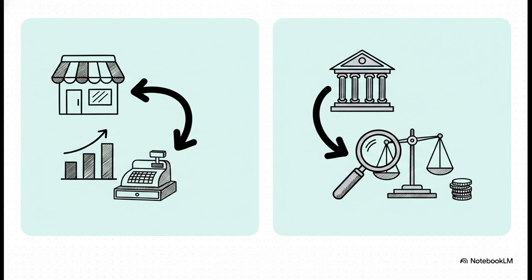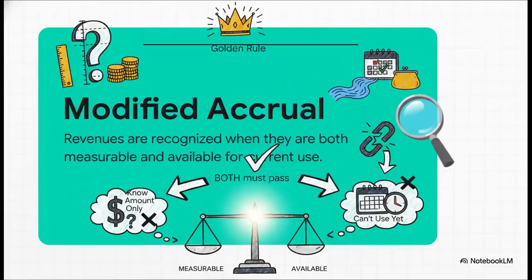But governmental fund logic, it's a whole different ballgame. Government revenues often don't come from a direct exchange. Think about it. Taxpayers pay in, but they don't get a direct, equal value back in return. So you have to completely shift your focus away from profit measurement. Instead, it's all about accountability for current financial resources. And that brings us to the golden rule of modified accrual.